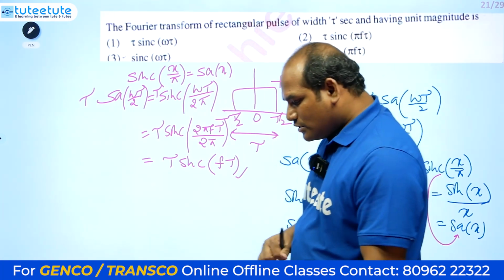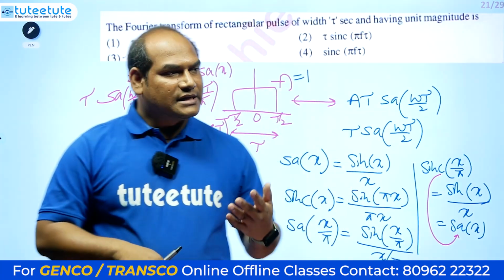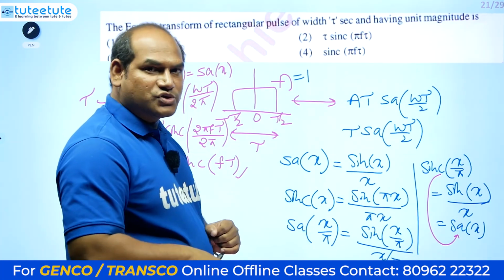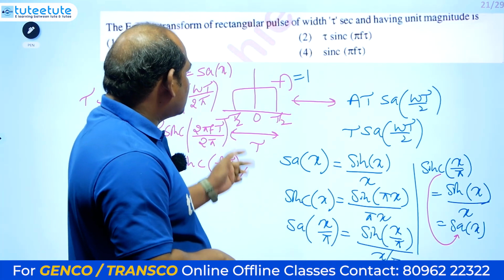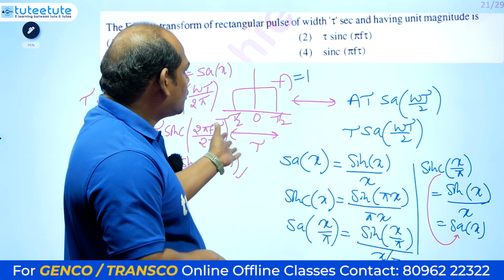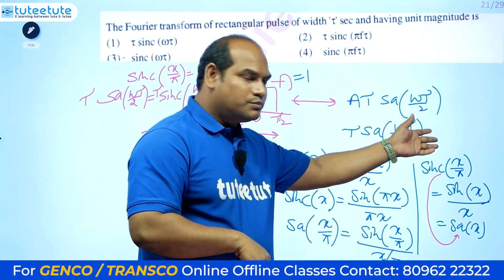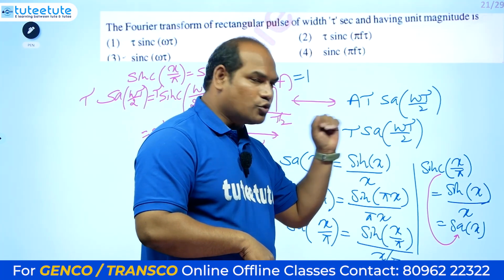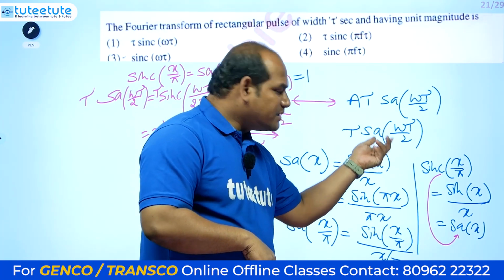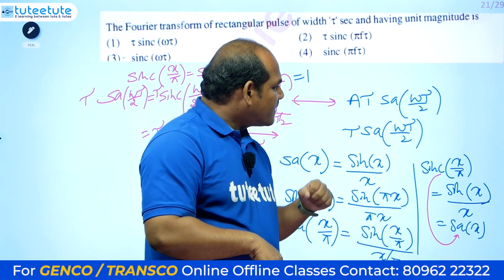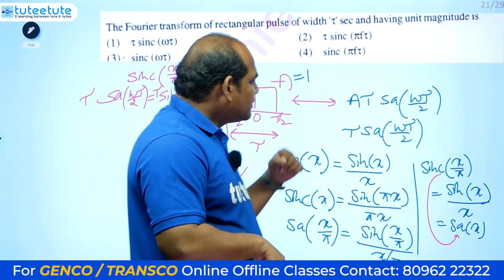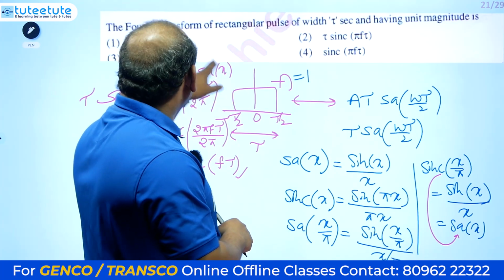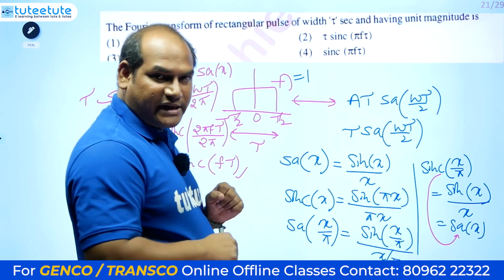You need to know the sinc representation and the sampling representation, and the relation between them. I will tell once again. This is A tau sampling of omega tau by 2, and since A is equal to 1, we take tau sampling of omega tau by 2. Then this is written in the sinc function: sampling of x is nothing but sinc of x by pi.